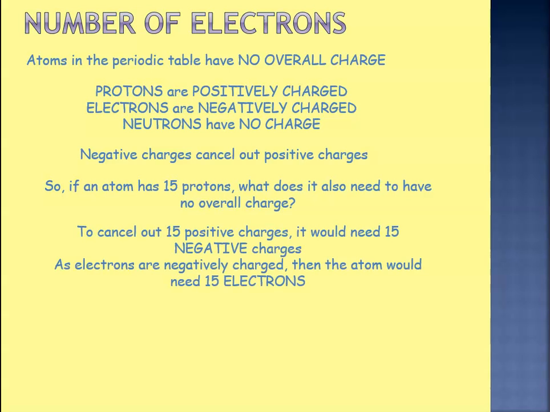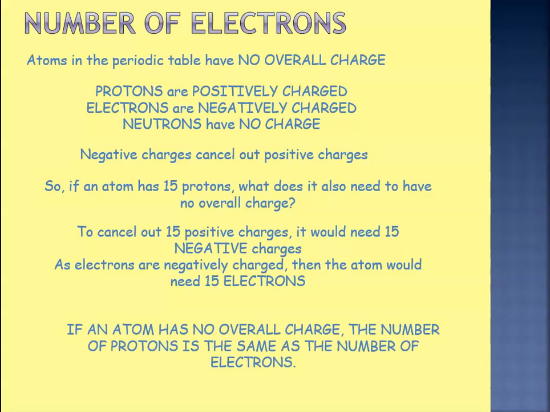The 15 protons give us a charge of 15 plus, 15 positives. We know negatives cancel out positives, so it would need 15 negative charges. As electrons are negatively charged, the atom would need 15 electrons to balance out those positive charges. That's your basic rule. If an atom has no overall charge, the number of protons is the same as the number of electrons. Pause the video while you write that rule down.